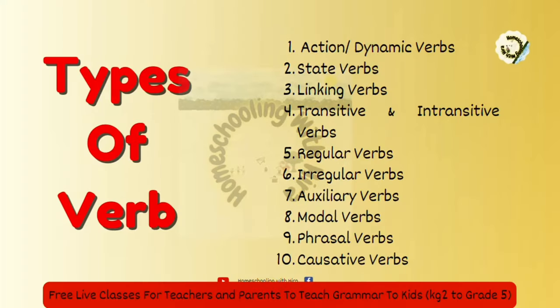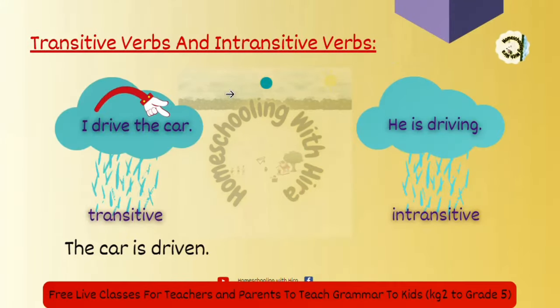In this video, we shall learn about 10 types of verbs: action or dynamic verbs, state verbs, linking verbs, transitive, intransitive, regular verbs, irregular, auxiliary, modal, phrasal, and causative verbs. Transitive verbs are the verbs that transfer their action to the object. Intransitive verbs are just opposite to them.